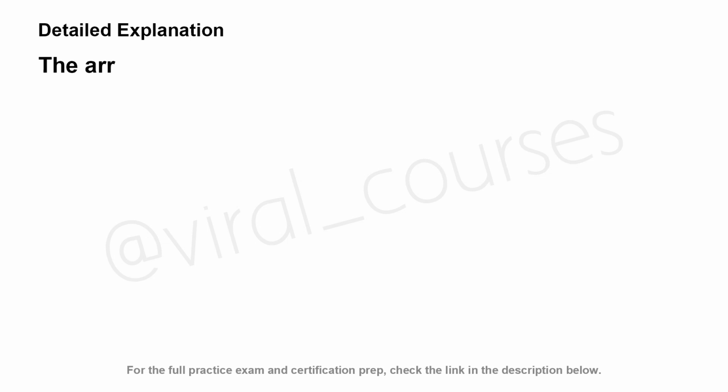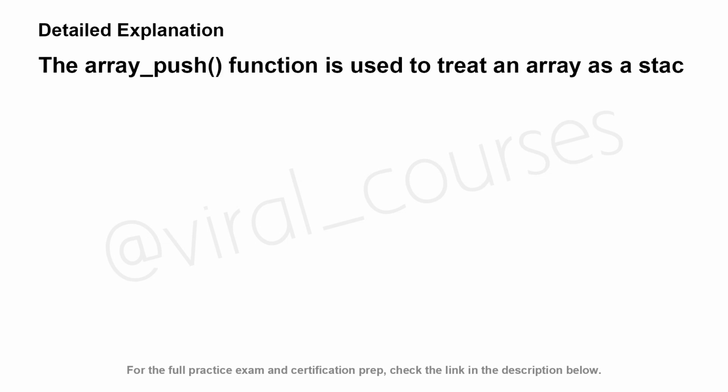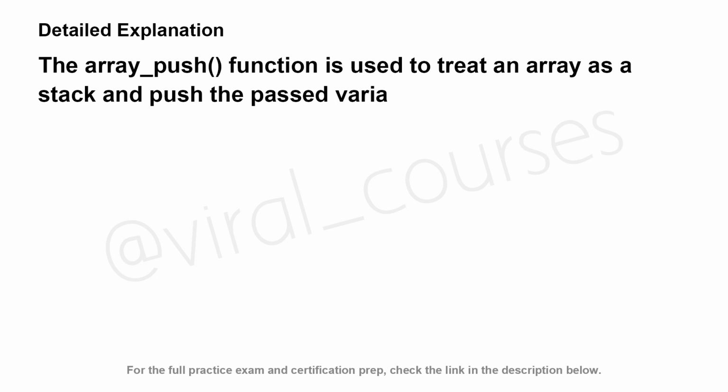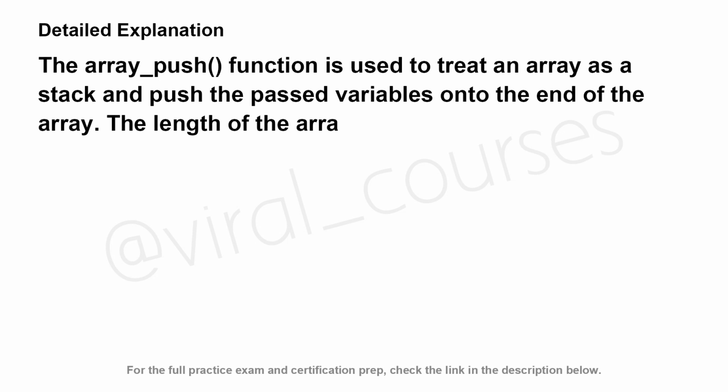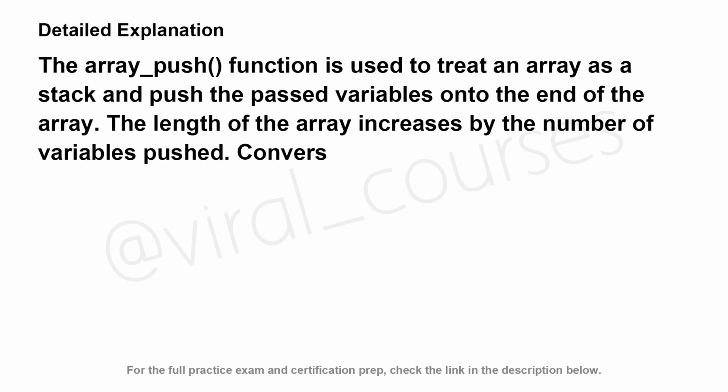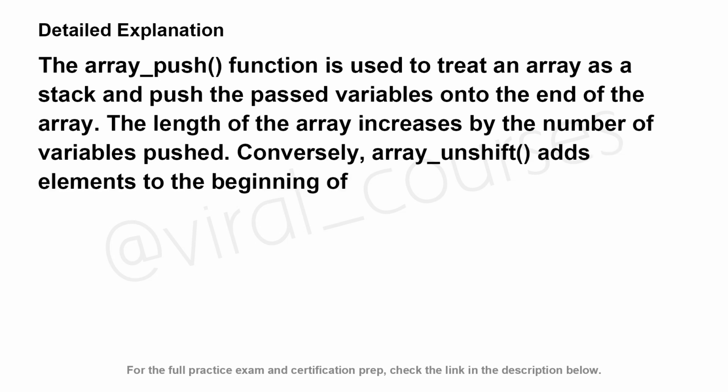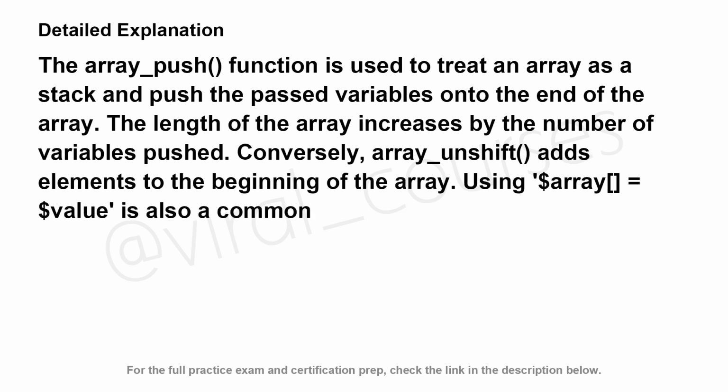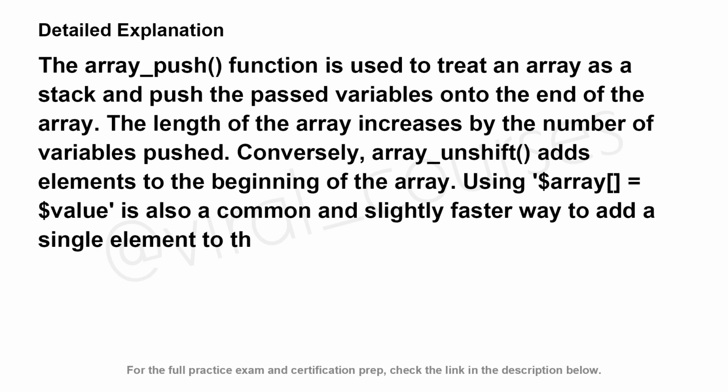The array_push function is used to treat an array as a stack and push the passed variables onto the end of the array. The length of the array increases by the number of variables pushed. Conversely, array_unshift adds elements to the beginning of the array. Using $array[] = $value is also a common and slightly faster way to add a single element to the end of an array.